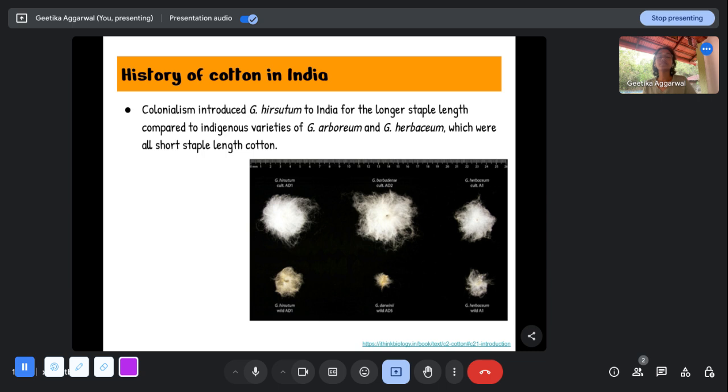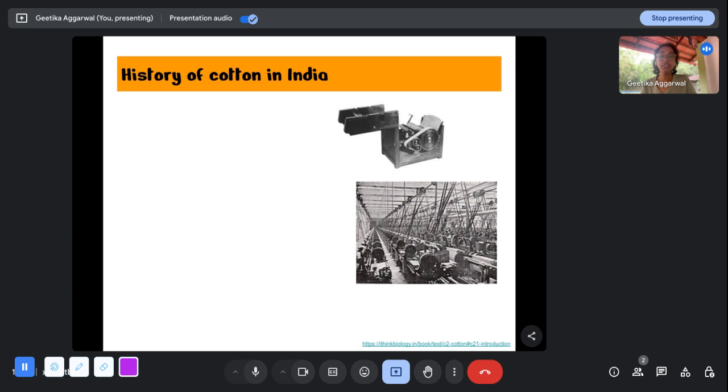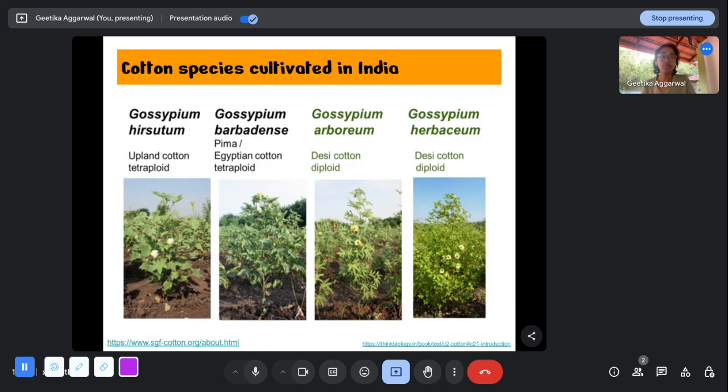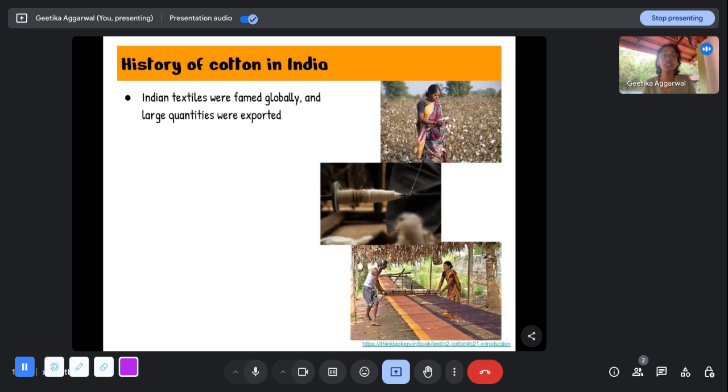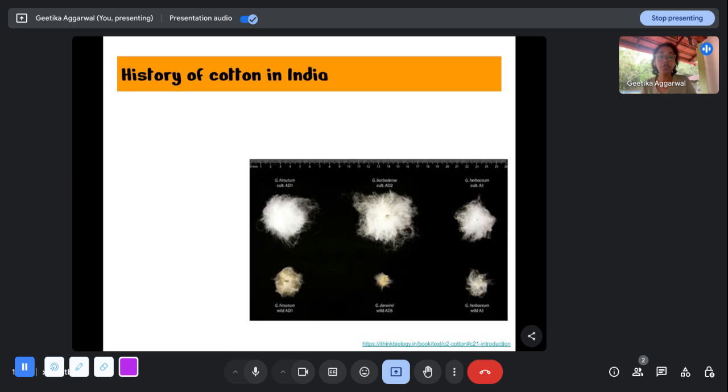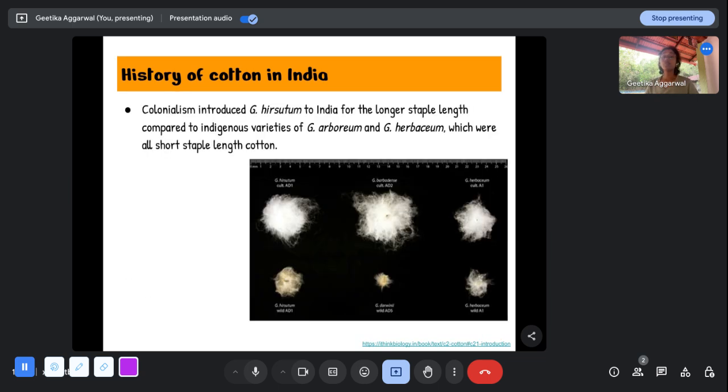But in Africa, you found barbadense, but hirsutum was found in USA, and from there they used to import large quantities of hirsutum. But in India, we only had these two desi cotton varieties, herbaceum and arboreum. We didn't have hirsutum. But later, USA had a civil war, and they stopped their export to Britain completely. And now the East India Company was looking for other colonies to grow this hirsutum variety, and they tried to introduce hirsutum into India.